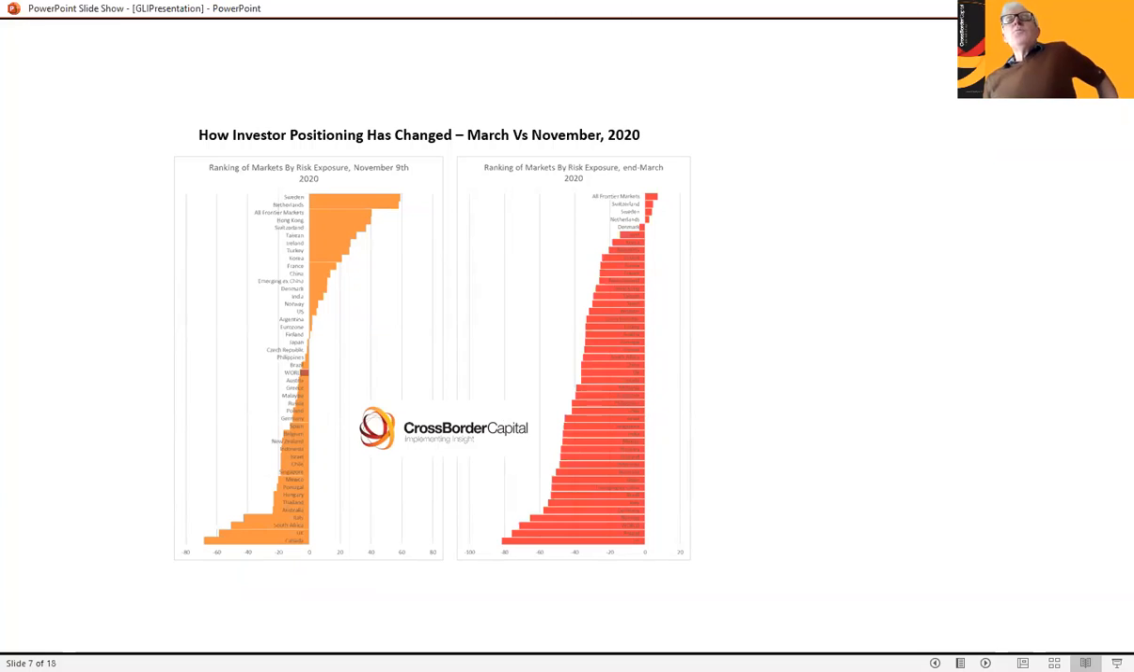Now, just to bring home this point, here is a ranking, which I hope you can see, or certainly we'll send the slides out afterwards, of all markets worldwide by risk appetite, or risk positioning, if you like, as of the 9th of November and as of the end of March 2020. The data on the right-hand slide in red is the end of March 2020. And what you will notice is that most markets were in that depressed area of being negative, which shows that their risk exposure was skewed towards safe assets like government bonds and cash, and well away from equities. There were very, very few markets where investors had above average positions in equities.